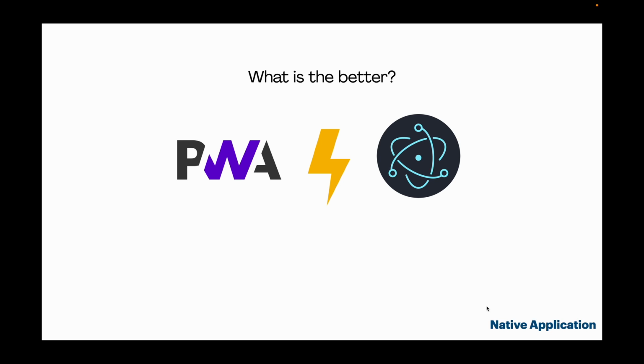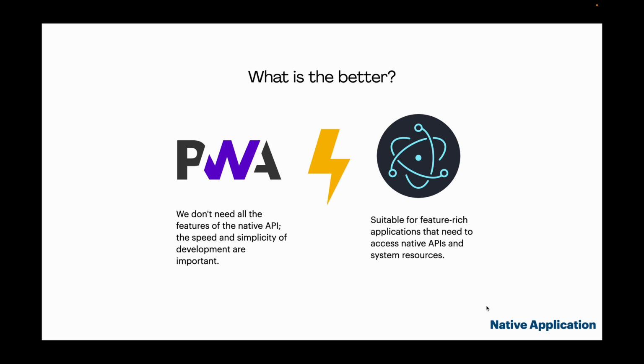So what is better? Based on the description of both approaches, we can conclude that PWA is good for cases when we don't need all the features of the native API, and at the same time, the speed and simplicity of development are important. Developing a PWA is much easier than building an Electron app, and Electron and alternatives are a good choice when we're developing feature-rich applications that need to access native APIs and system resources.